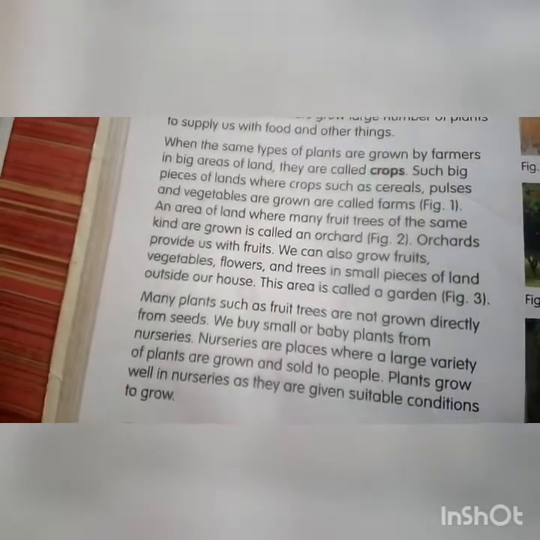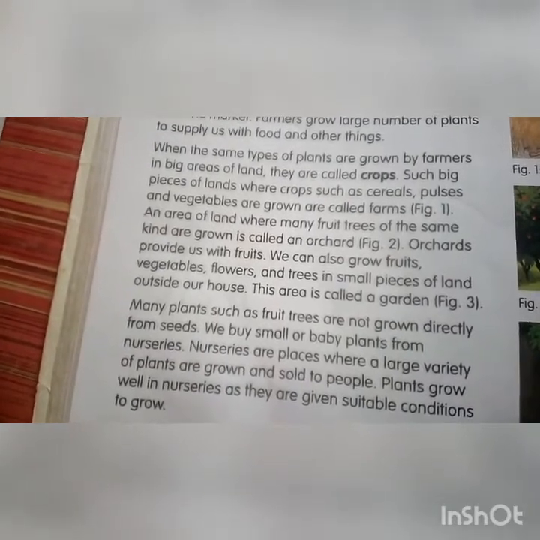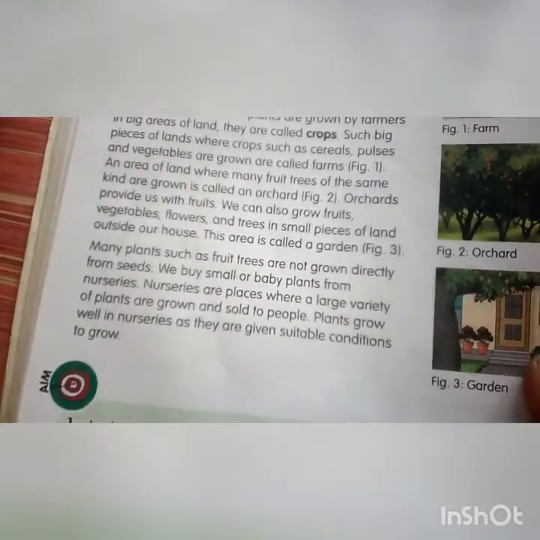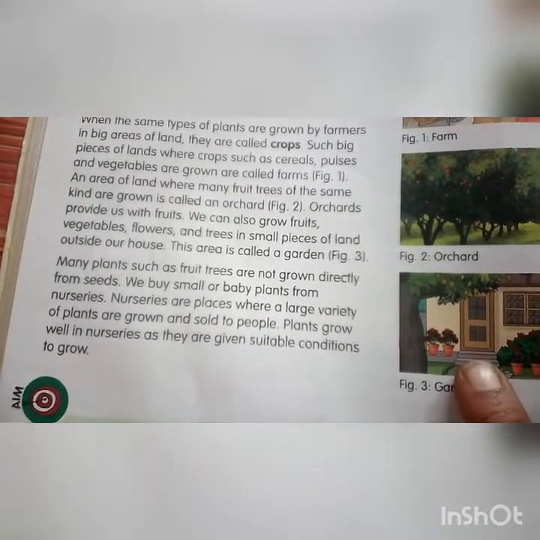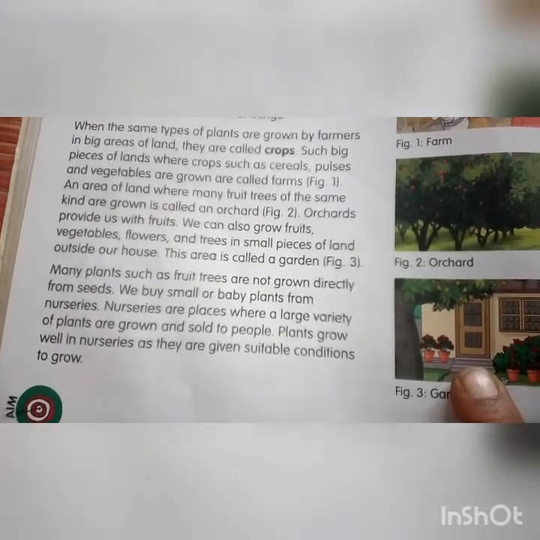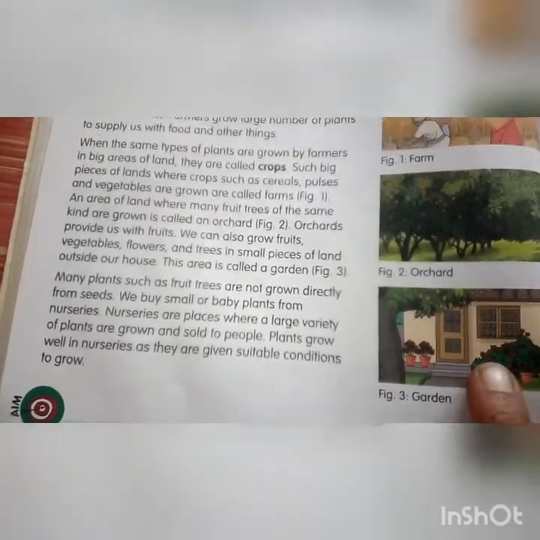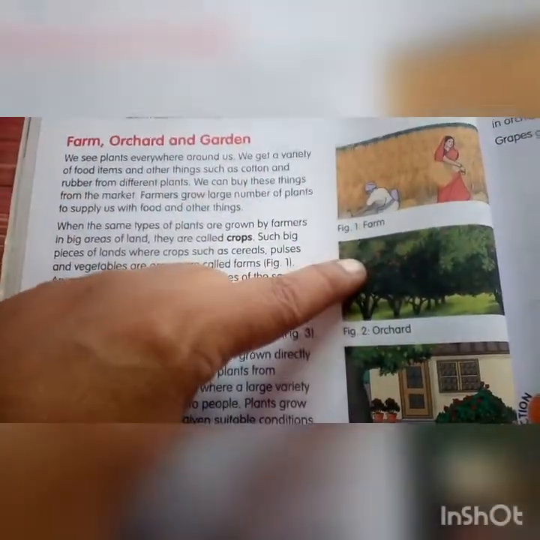We can also grow fruits, vegetables, flowers and trees in small pieces of land outside our house. This area is called a garden. We plant plants and flowers, trees, on a small piece of land there. This is a garden. So now you know the difference between a farm, an orchard and a garden.